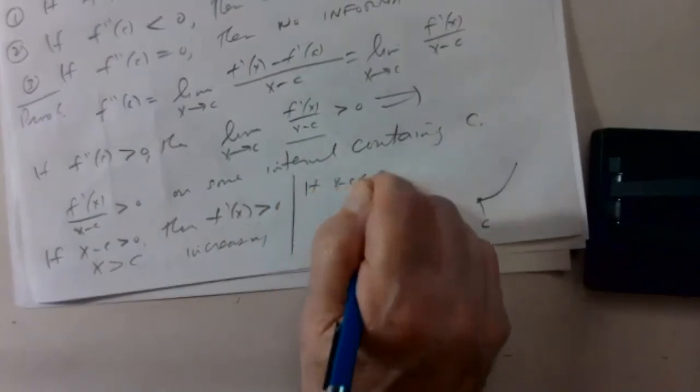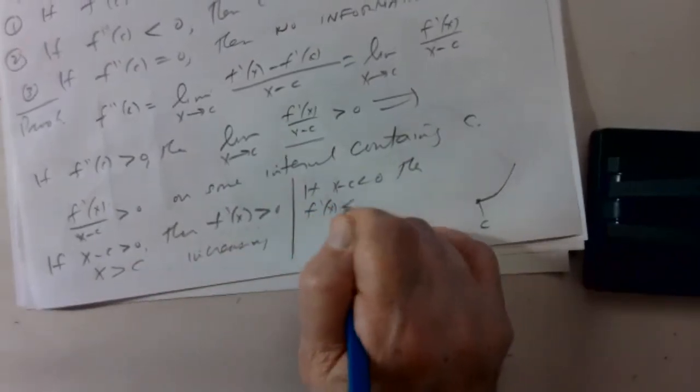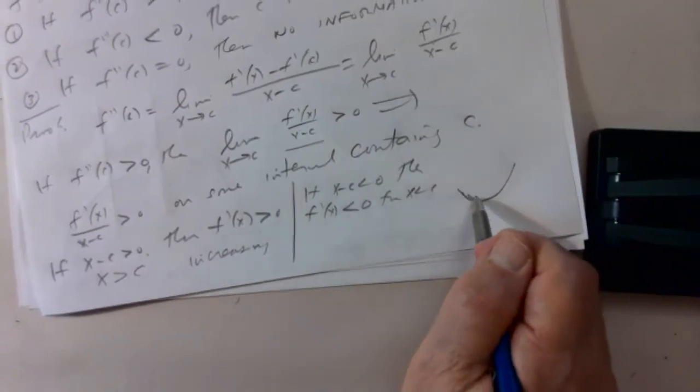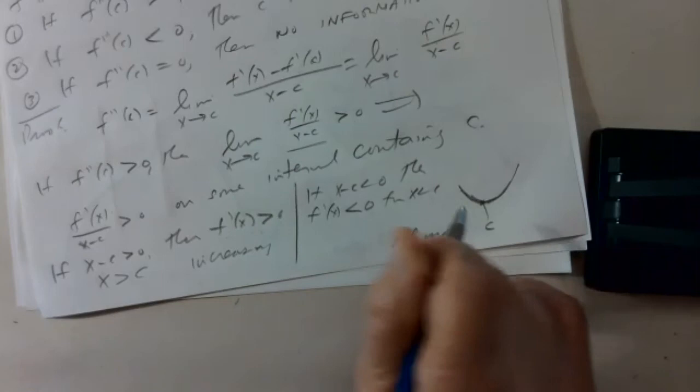If x minus c is negative, then this ratio is positive, so f prime of x is also negative for x less than c. So for x less than c, the derivative is negative, and the function is decreasing. So if it's decreasing, gets to c, and then is increasing, that means this is a relative min.